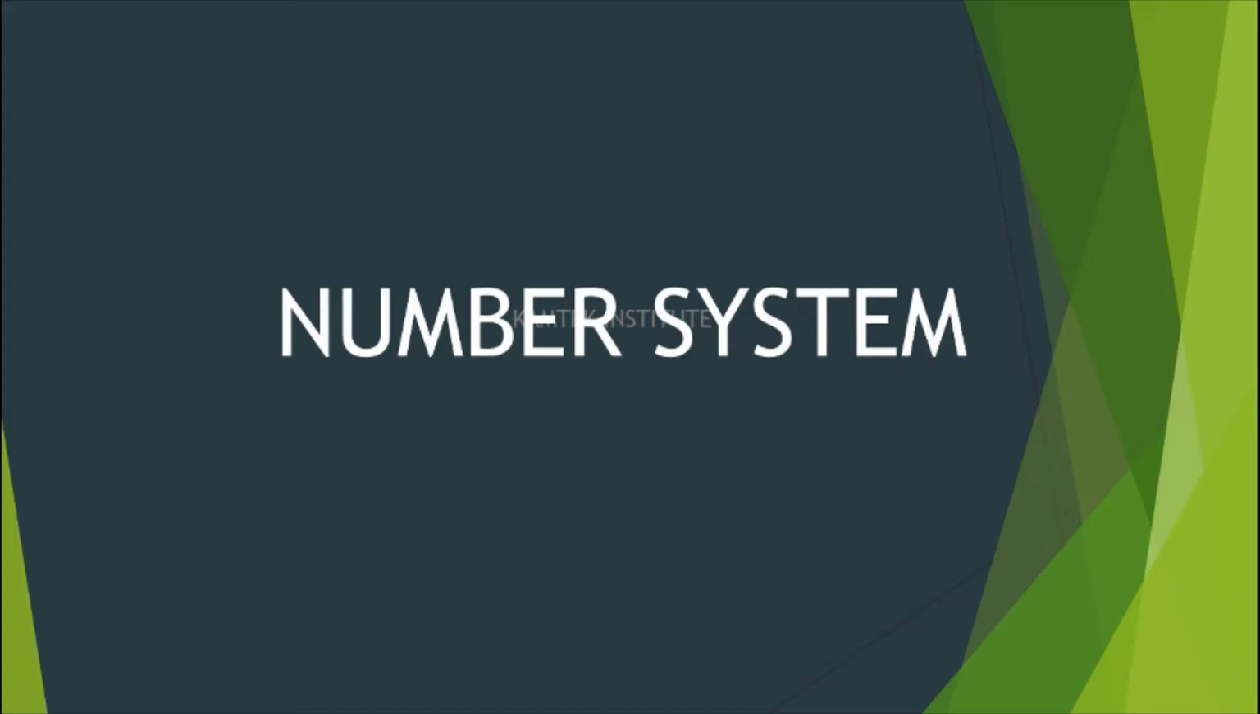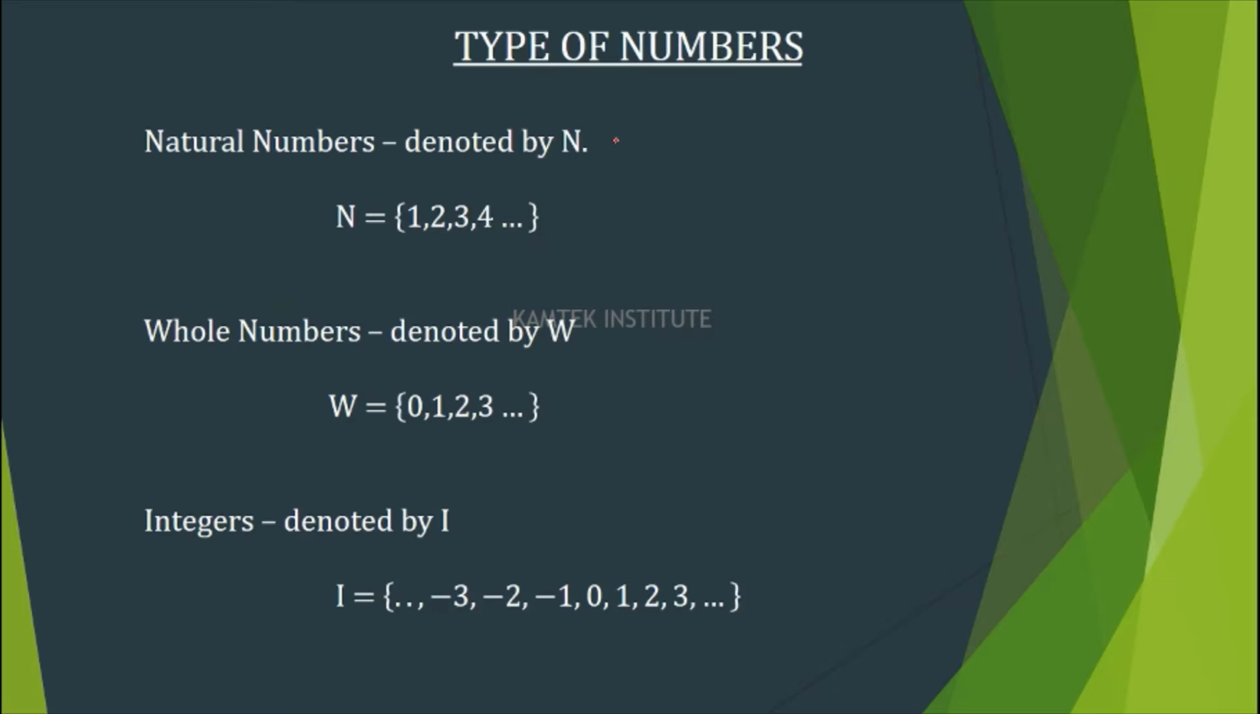Today we'll refresh ourselves with number system. So there are different types of numbers. First we'll talk of natural numbers. Natural numbers are denoted by capital N, and these are all numbers that are used for counting or ordering. For example, 1, 2, 3, 4, 5, 6, 7, 8, etc. are all known as natural numbers.